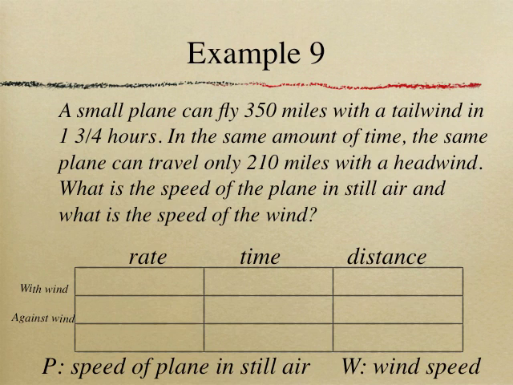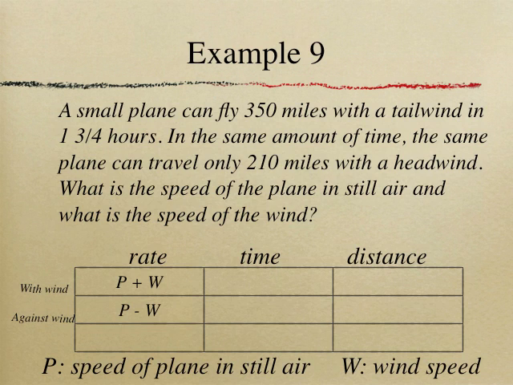So if it's going with the wind, then the plane is going P miles an hour and then the wind is pushing it to go faster. So the rate with the wind would be P plus W because the wind is making it go faster. Now if the plane is flying into the wind, it's going slower. This plane is trying to go P, but the wind is holding it back. It's blowing against the nose of the plane. So it's P minus W.